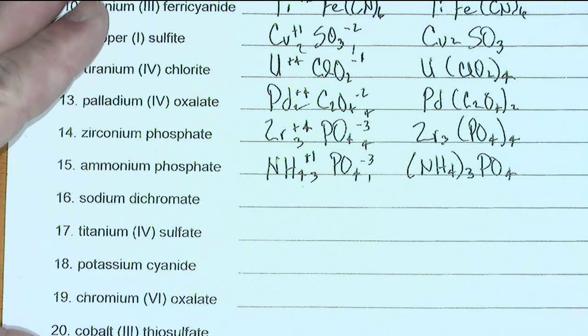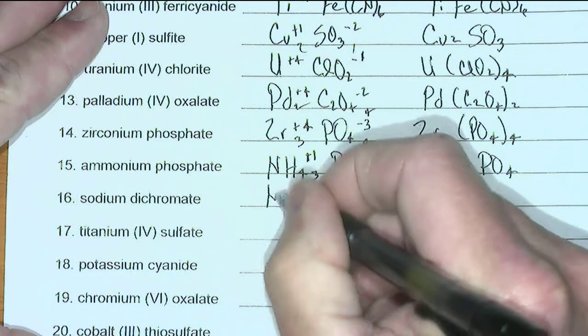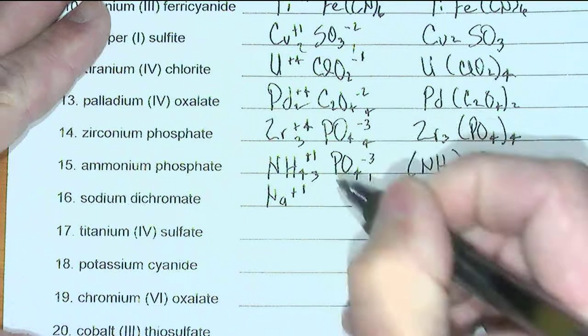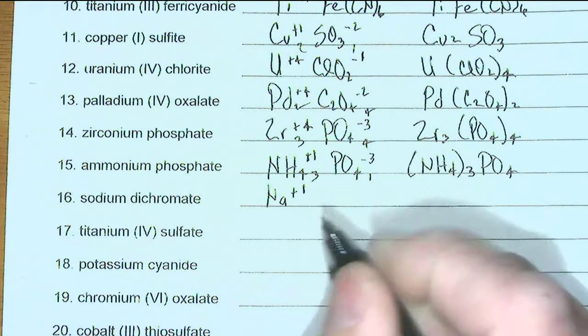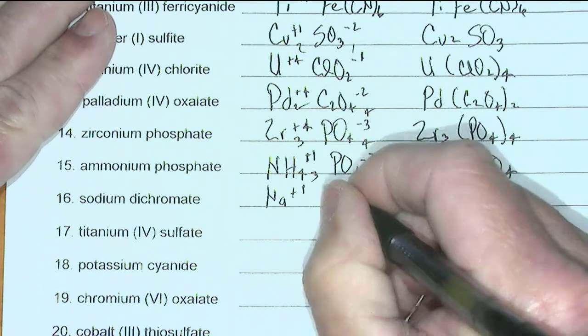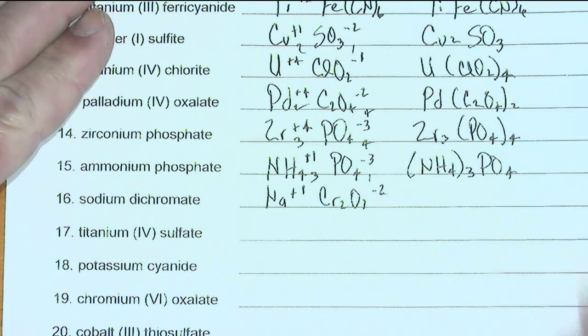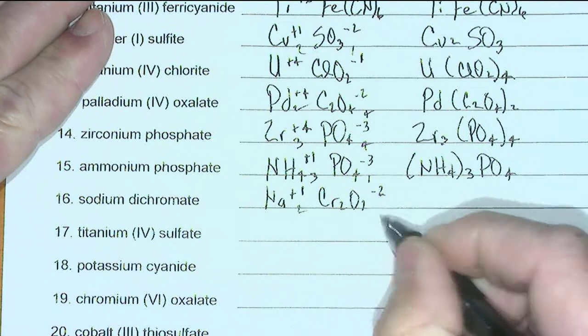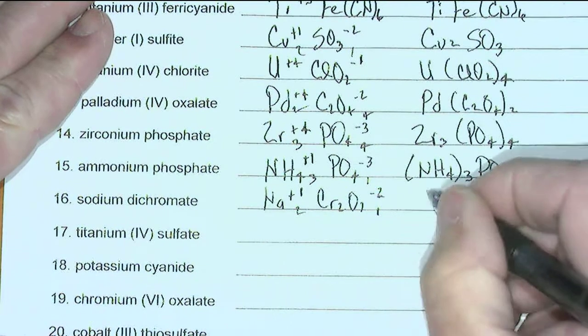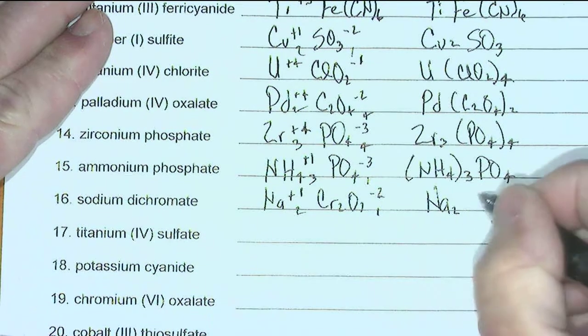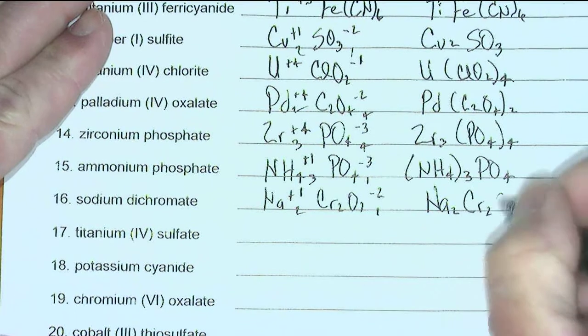Sodium dichromate. Sodium is Na. It is +1. Your dichromate ion is Cr2O7. It is -2. Just that's right, -2. So we got 2 here, 1 there. So that is Na2Cr2O7.